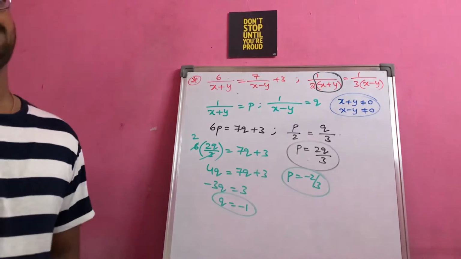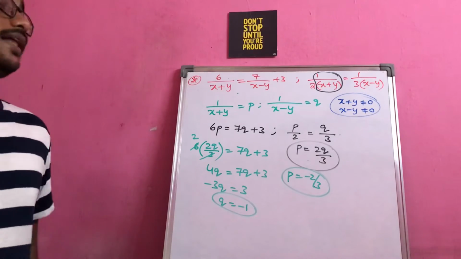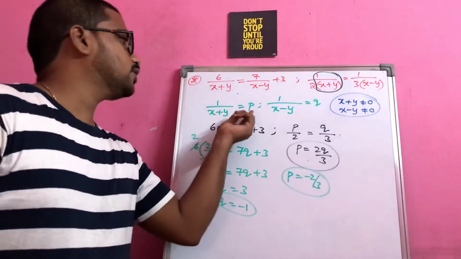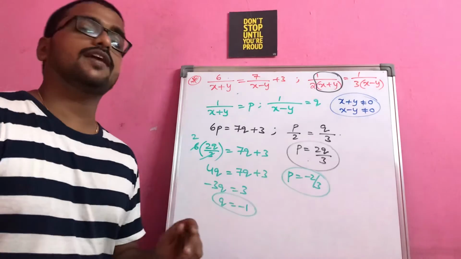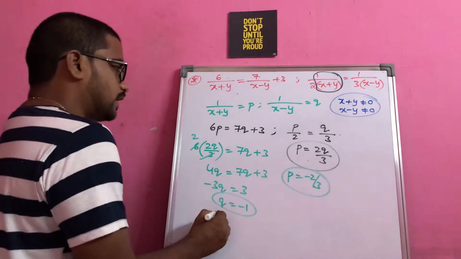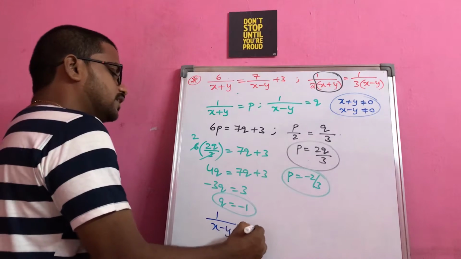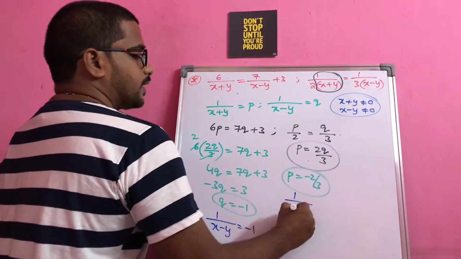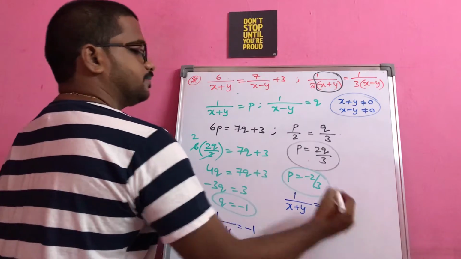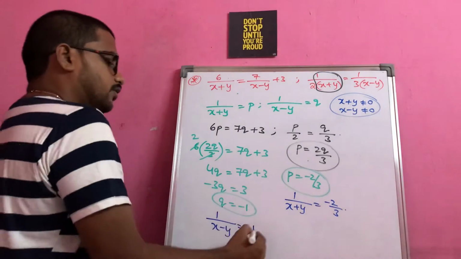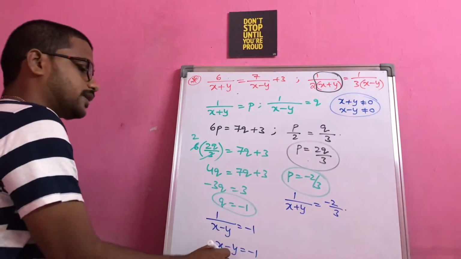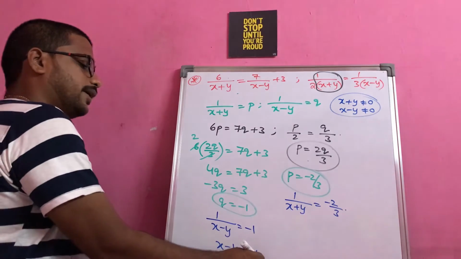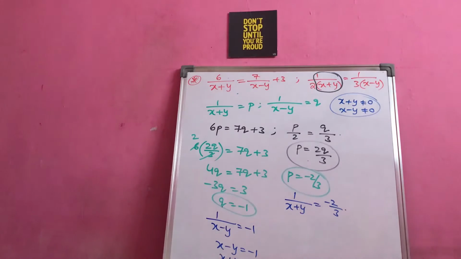So is it your final step? Obviously no. Why? Because the examiner, whoever is correcting your paper, he or she doesn't know what is this p and q, because in the exam paper they are given with only x and y, so you have to find for x and y. So this q is nothing but 1 by x minus y, which is equal to minus 1. P is 1 by x plus y, which is equal to minus 2 by 3. Right? So simplify this further. From this I will be getting x minus y is equal to minus 1. From this x plus y is equal to minus 3 by 2. So you are getting now the equations in the form of x and y.